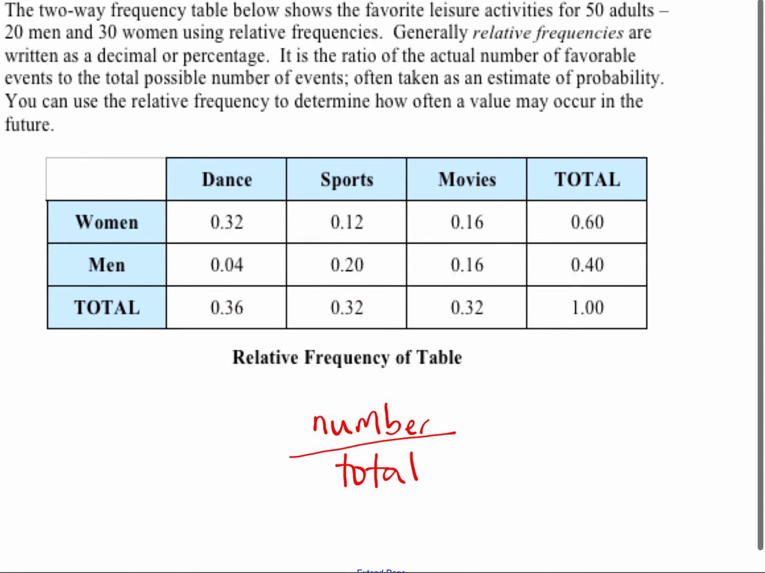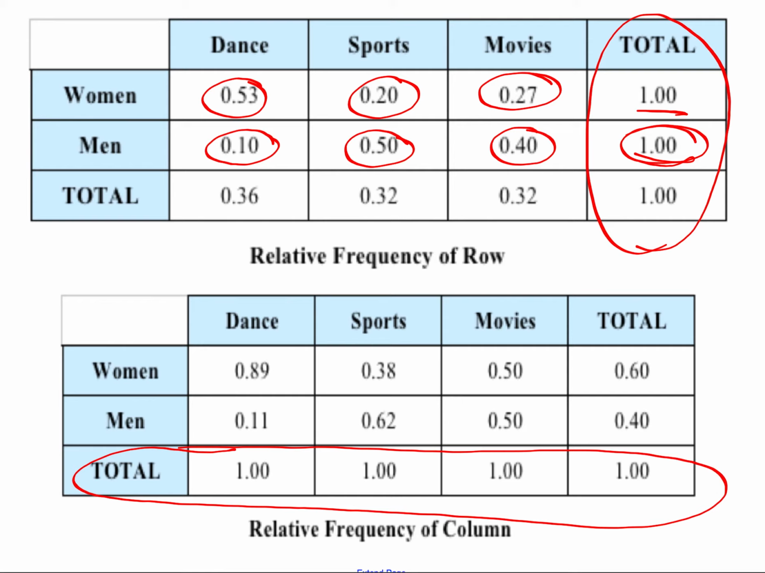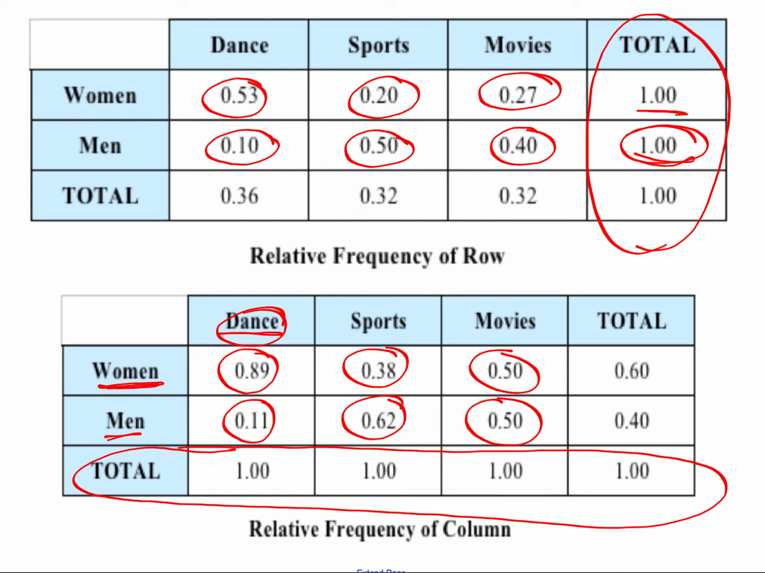So when that all gets divided out, everything is compared to the column total. So on this, the way you would say it, 89% of those that like dance were women. 11% of those who chose dance were men. 38% of those who chose sports were women. 62% of those who chose sports were men. 50% of those who chose movies were women. 50% of those who chose movies were men. 60% of those surveyed were women. 40% of those surveyed were men.